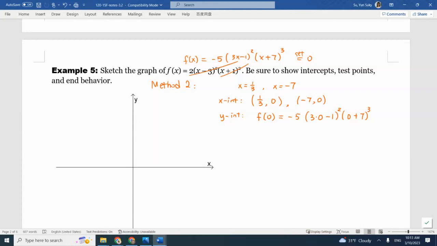Okay, now let's see. 3 times 0 is 0. What's minus 1 squared? 1, right? So we get -5 times 7 cubed. Okay, -5 times 7 cubed. What is that? Yeah, put this in your calculator. What's -5 times 7 cubed? I know it's negative.